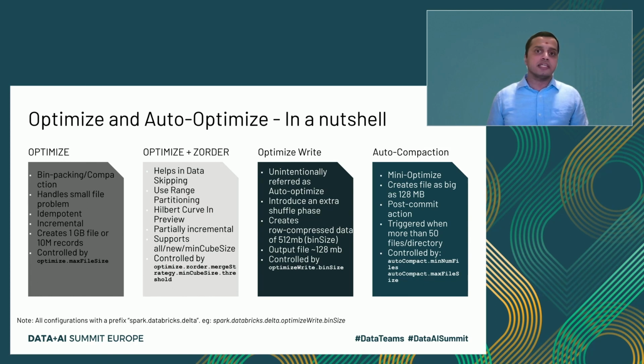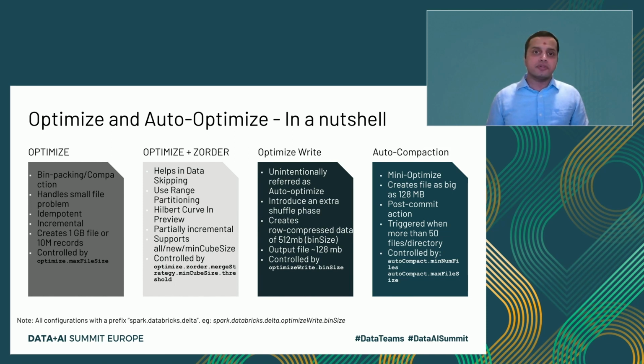That means, say you are adding some more new data to your Delta table, and then you are running another optimize query. This 512 MB file would definitely participate in the further optimize operation, but the files which have already hit the limit of 1 gig or 10 million records would not participate in further optimize operations.